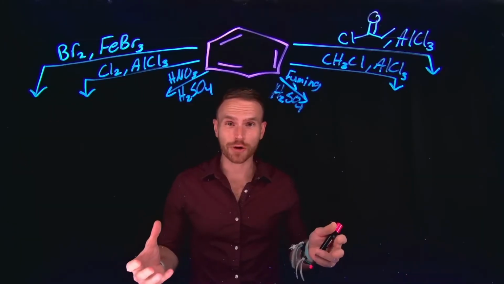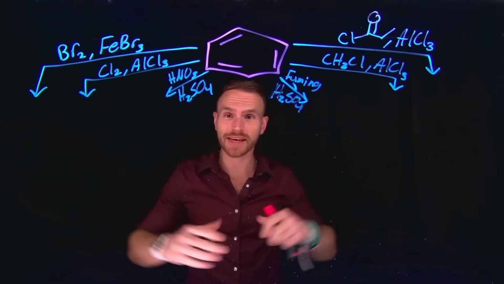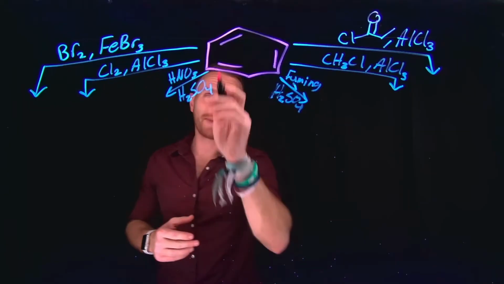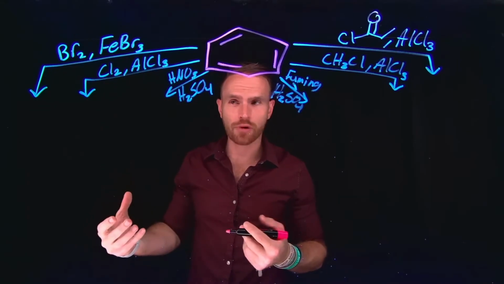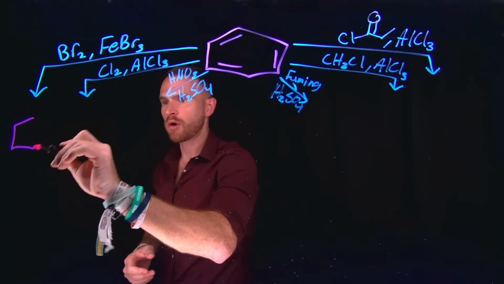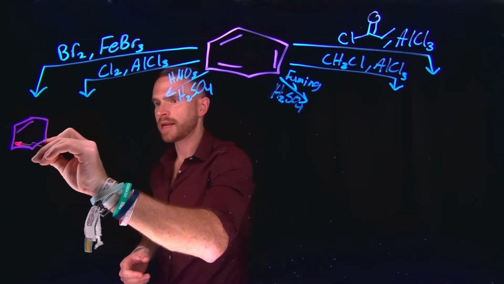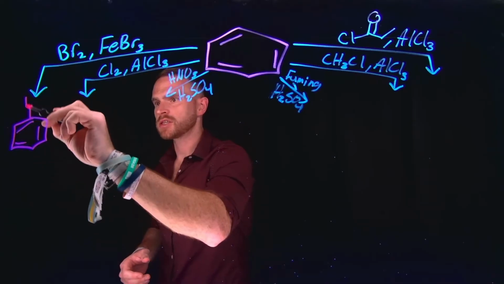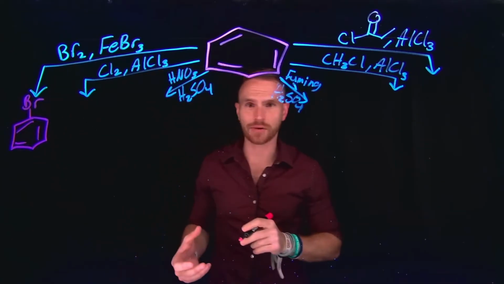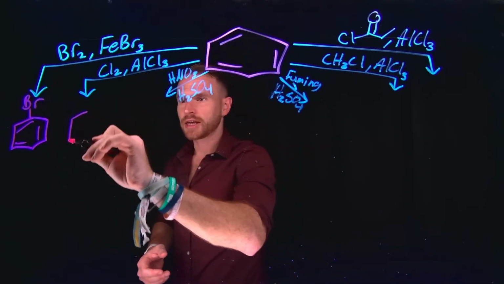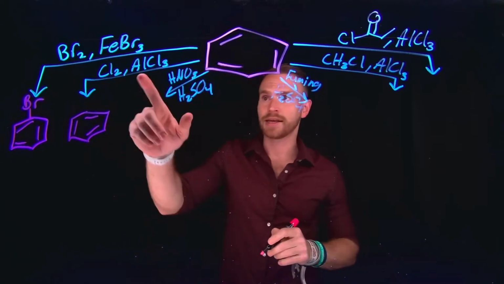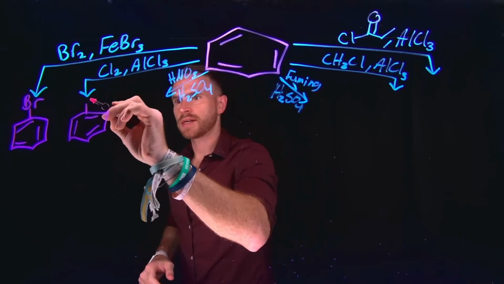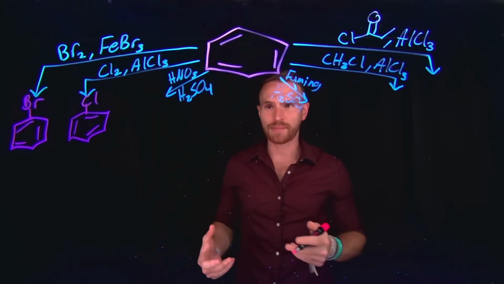Benzene can also undergo a variety of what are called electrophilic aromatic substitution reactions. When benzene is introduced to bromine gas in the presence of a Lewis acid, iron tribromide, this is going to do a bromination, an electrophilic aromatic substitution, at one of the positions to place a bromine on the benzene ring. Similarly, chlorination can happen in the presence of chlorine gas and a different Lewis acid, aluminum trichloride. So this would place a chlorine substituent on that benzene ring.